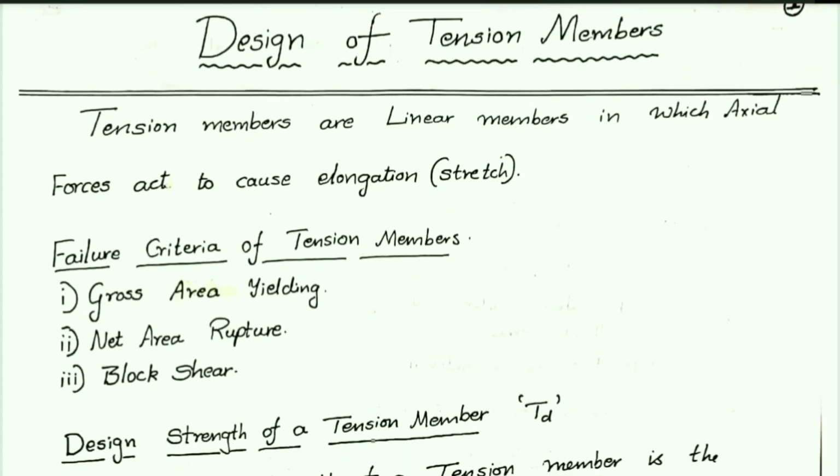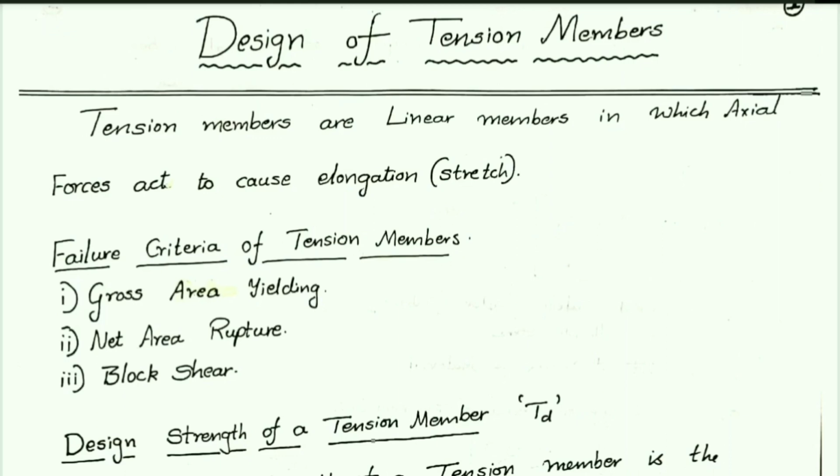First, at the beginning, let us see the failure criteria of tension members, that is, the modes of failure. Failure mainly occurs in three ways: the first is gross section yielding, the second is net area rupture, and the third is block shear.